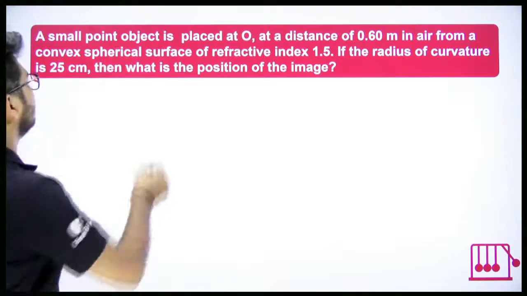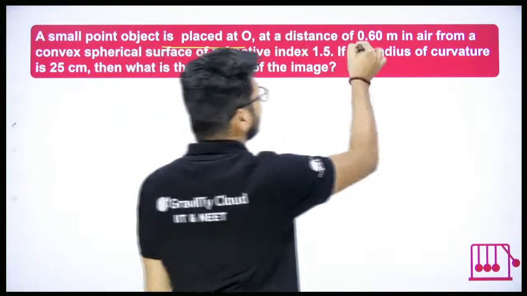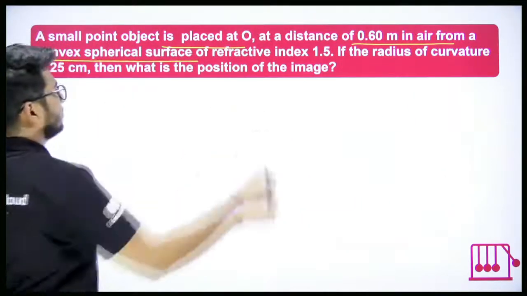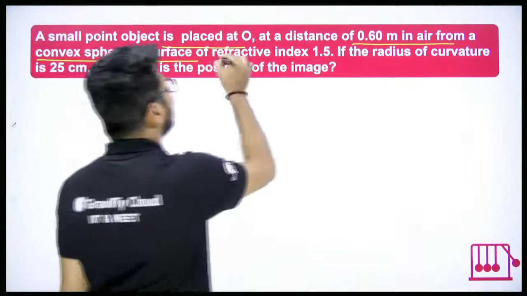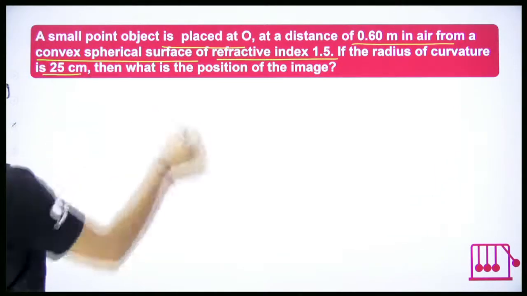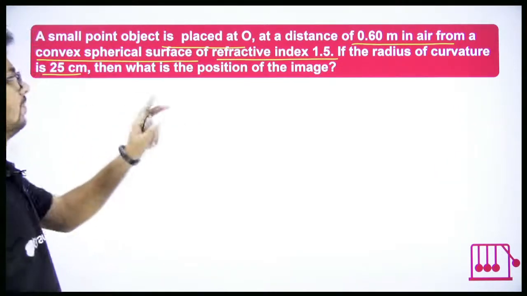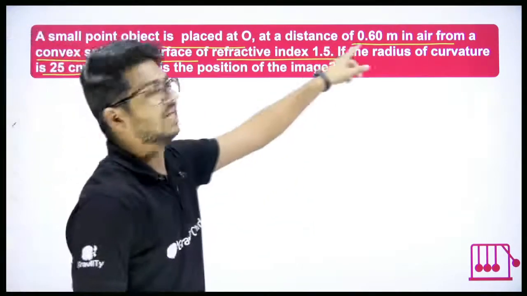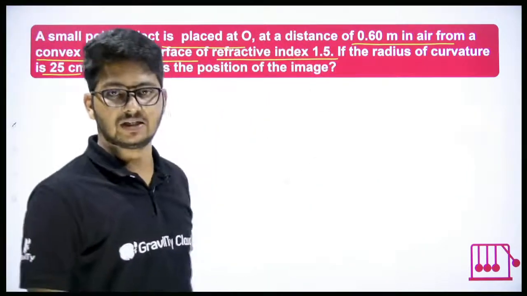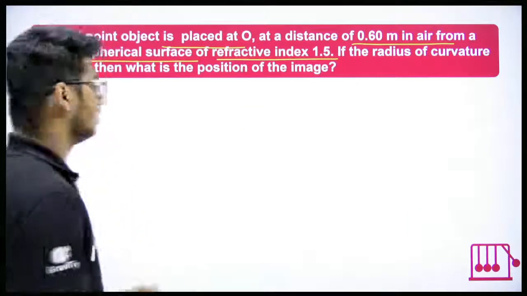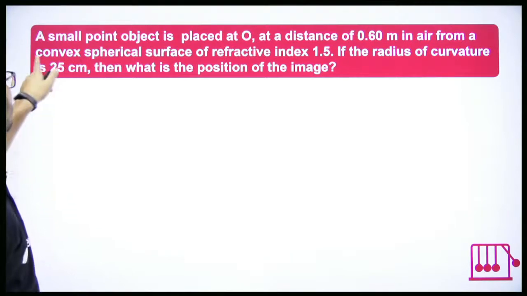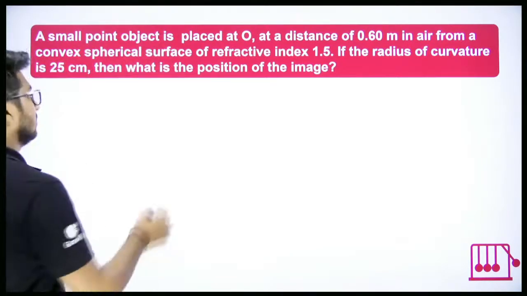A small point object is placed at O at a distance of 0.60 meter in air from a convex spherical surface of refractive index 1.5. If the radius of curvature is 25 centimeter, what is the position of the image? See, the object distance is given, the radius of curvature is given, and the refractive index of the medium is given. We have to find the image distance. So let us first of all try drawing the diagram. Which surface is given? Convex spherical surface.